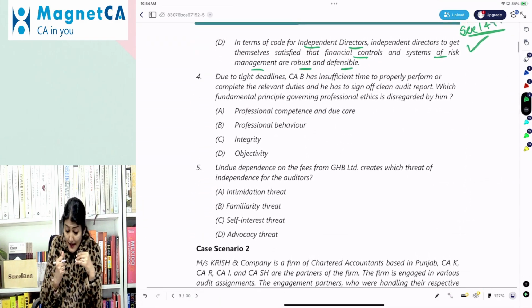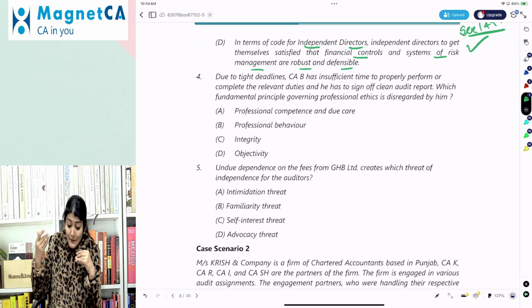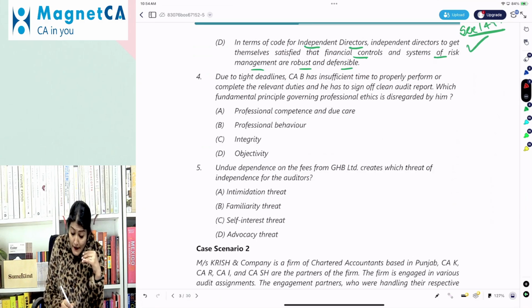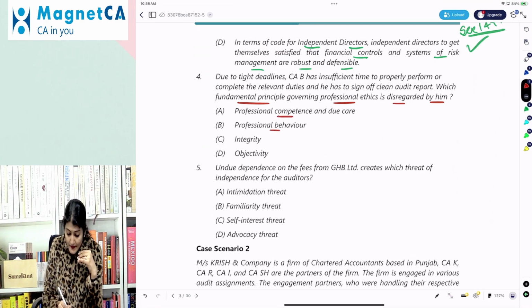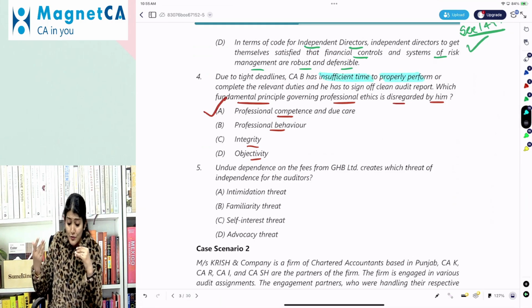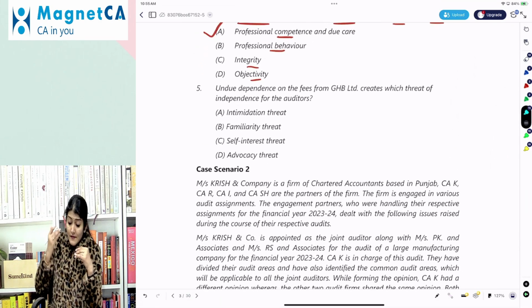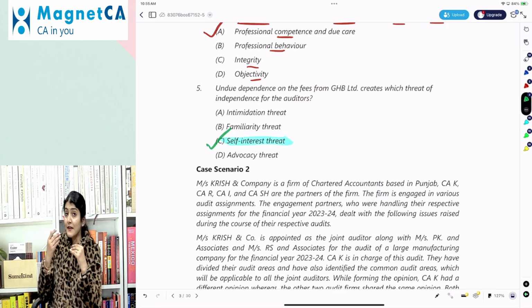Due to the deadline, CA B has insufficient time to properly prepare, perform or complete the relevant duties, and he has to sign off the clean audit report. Which fundamental principle governing ethics is disregarded by him? Right, so PCDC: professional competence and due care, as he has insufficient time to properly perform the engagement. Undue dependence on the fee creates which threat to the independence of the auditor? It creates the self-interest threat.